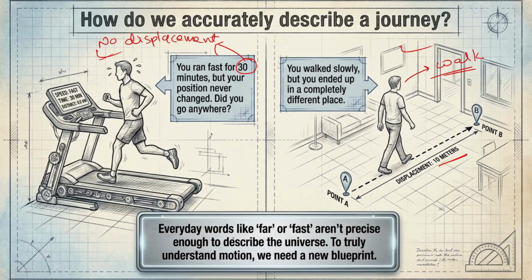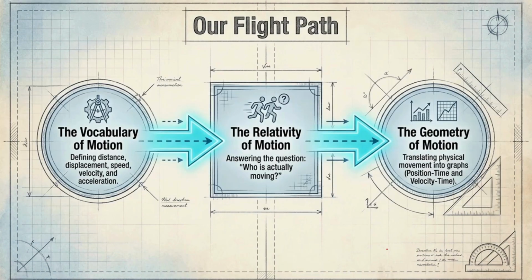So words like far or fast aren't precise enough to describe the universe. To truly understand motion, we need a new blueprint. What is it? Let's go. For that precision, we have to follow a specific path. Think of it like a flight path of our understanding.